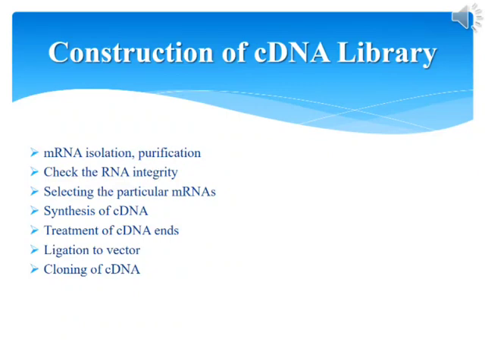Now, to construct a cDNA library, the steps involved are: firstly, we need to isolate and purify the mRNA from the desired cell or tissues. After that, we need to check the RNA integrity. Then we need to select the particular mRNAs from which we are going to make the cDNA library. Then after that, we need to synthesize the cDNA from those particular mRNAs. After that, the treatment of the cDNA ends will be done. Then they will be ligated to the vector, and finally cloning of the cDNA will take place. Now we will discuss each and every step in detail.